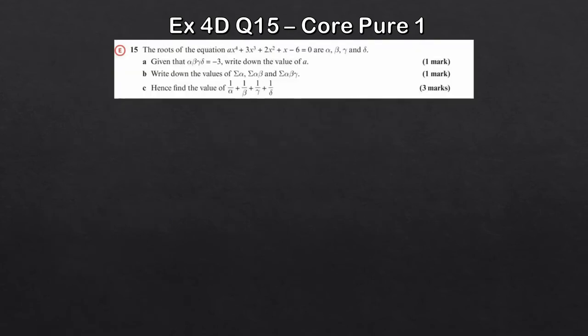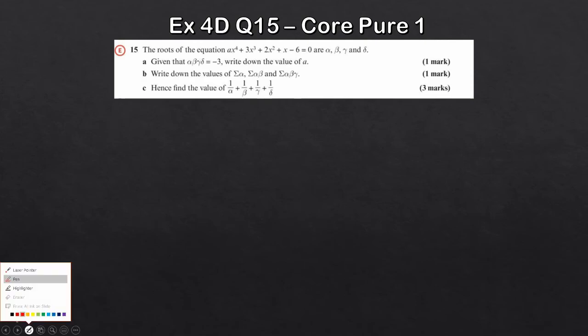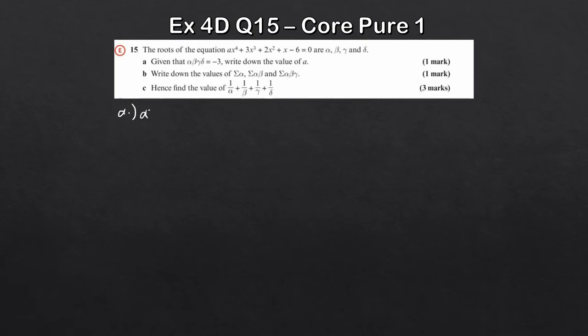Moving on to the final question here, we have quite a nice one to finish with. So we've got this quartic equation. We've got the 4 roots alpha through to delta. So we've just got 3 parts we need to work out. So just change to the right pen colour here. So for part A, we're told that alpha beta gamma delta is equal to minus 3. So we want to work out the value of A.